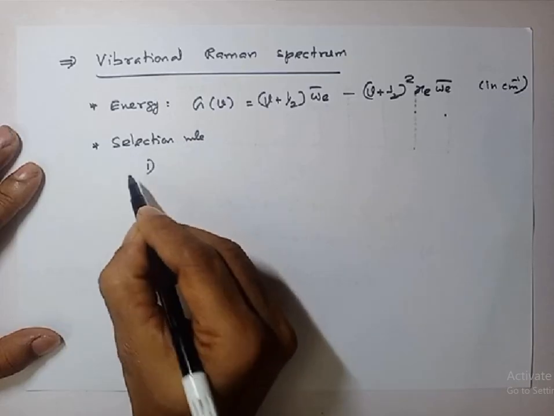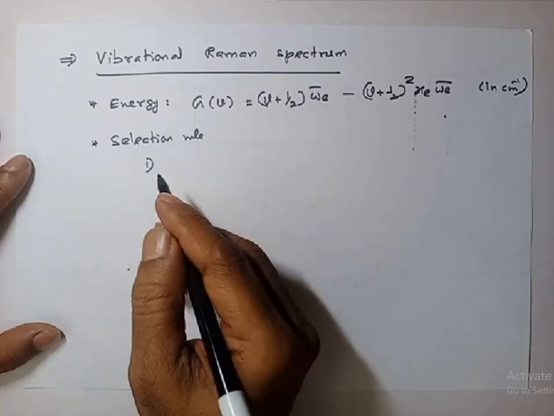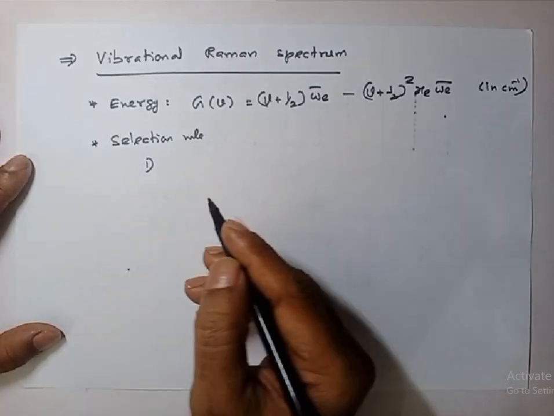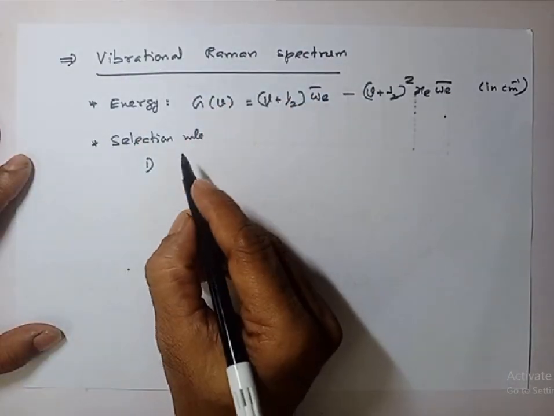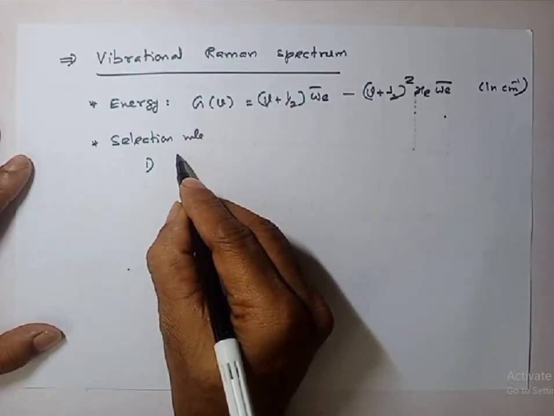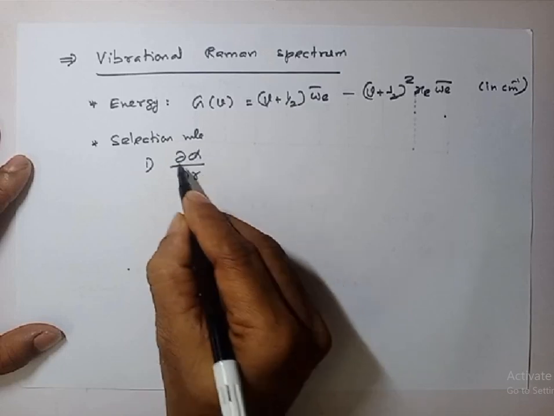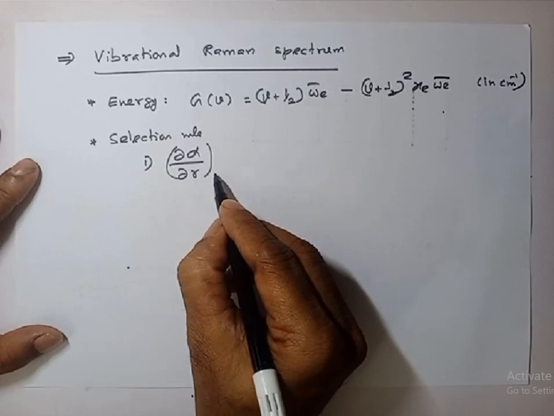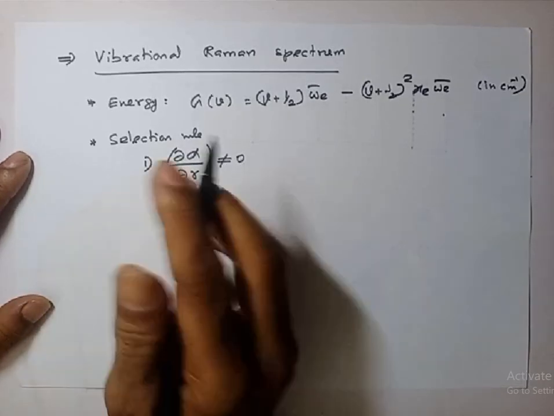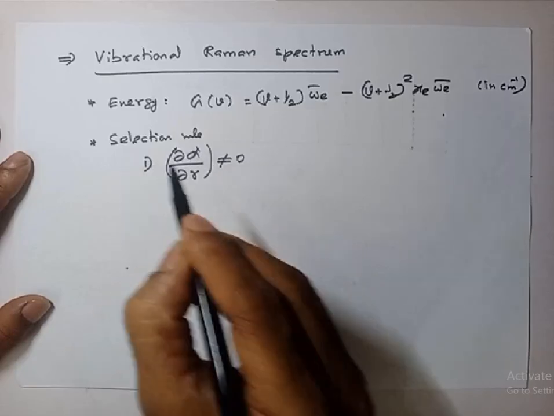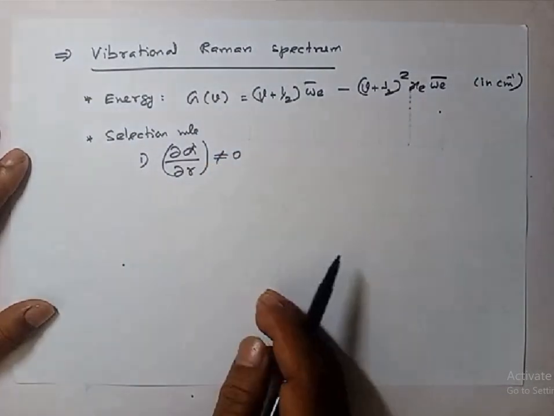Selection rule. You know very well, selection rule always has two: one is the gross selection rule, the other is the specific selection rule. In the case of vibrational transition, the polarizability of the molecule should change. Alpha should change during the vibration. This is called the gross selection rule.